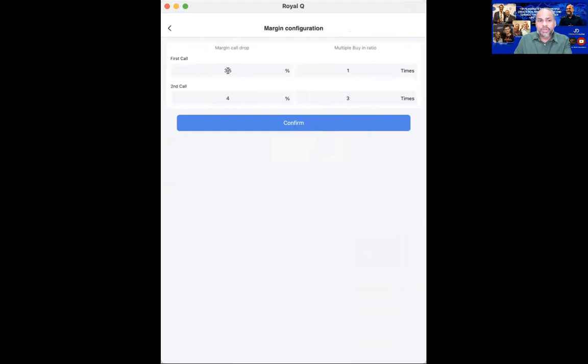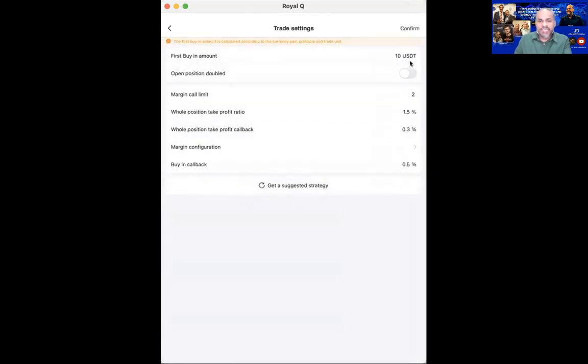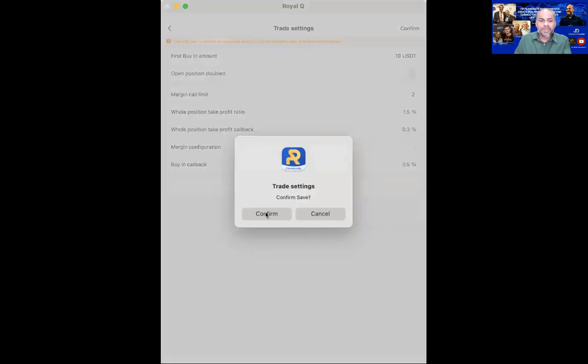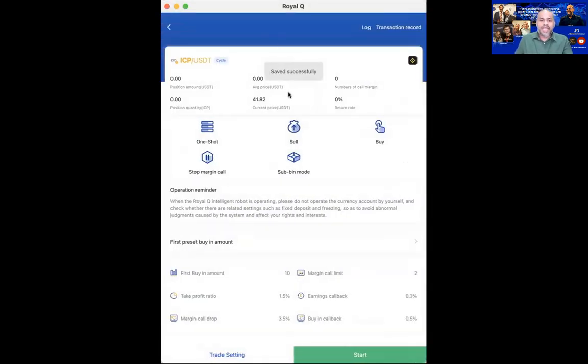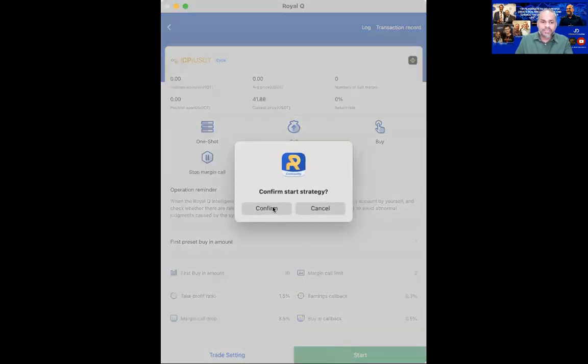All right, only 2. So that will be 3.5%. All right, 3.5%. And what is the next? 4%, right? 3.5% and 4%, and multiply by 1 and 3. So I confirm this. So once I've confirmed that, my next step is what? All right, make sure you click confirm at the top there. Can you see that? Top here on your top right, there's a confirm button. Click confirm. All right, so once you have clicked confirm, now you are ready to place the trade. So I'm going to start and confirm this trade.